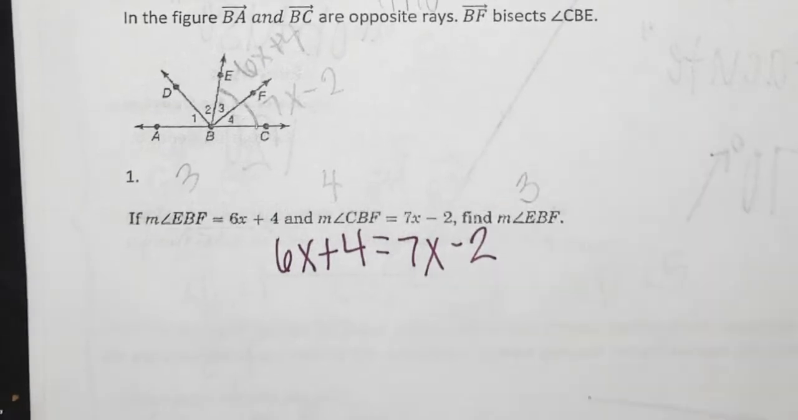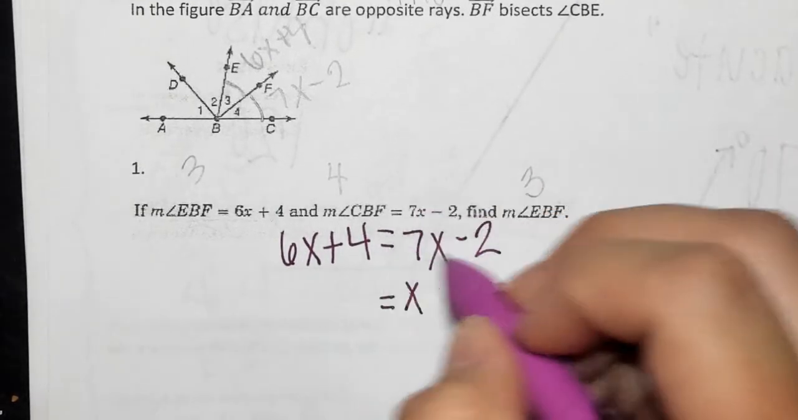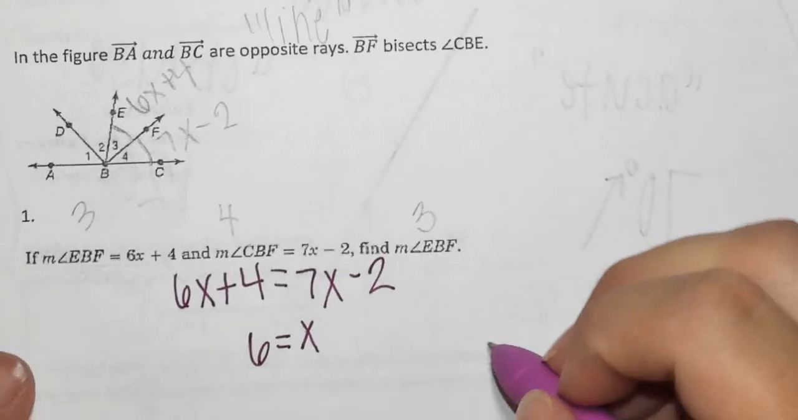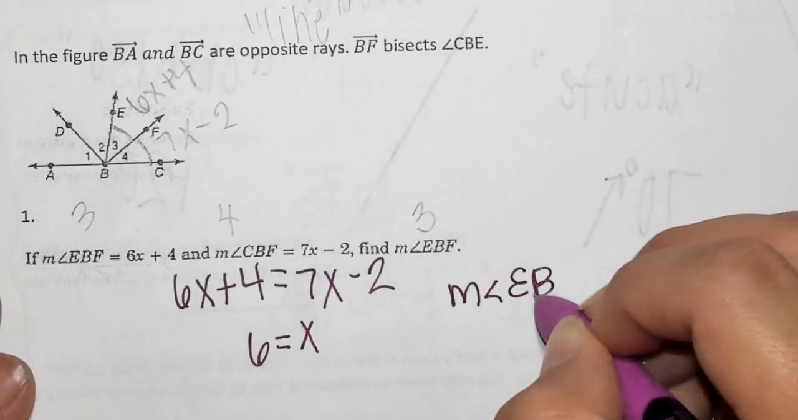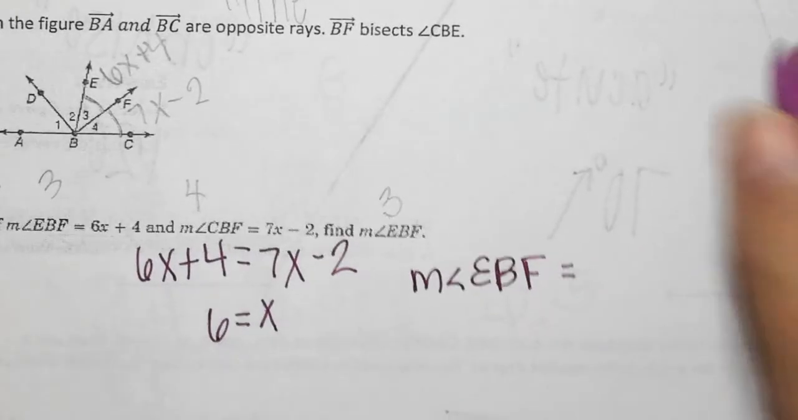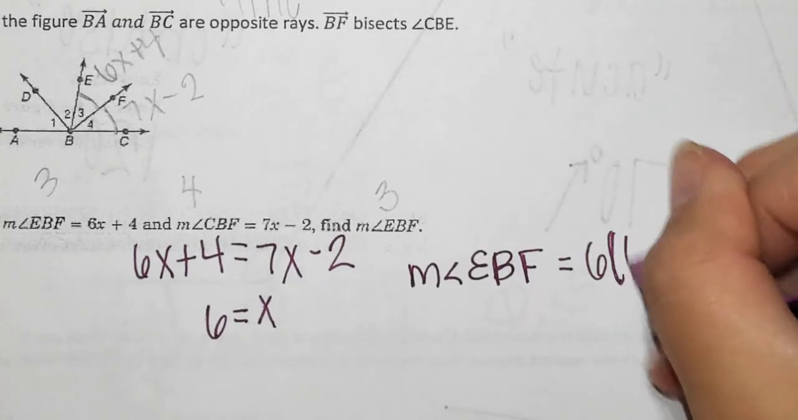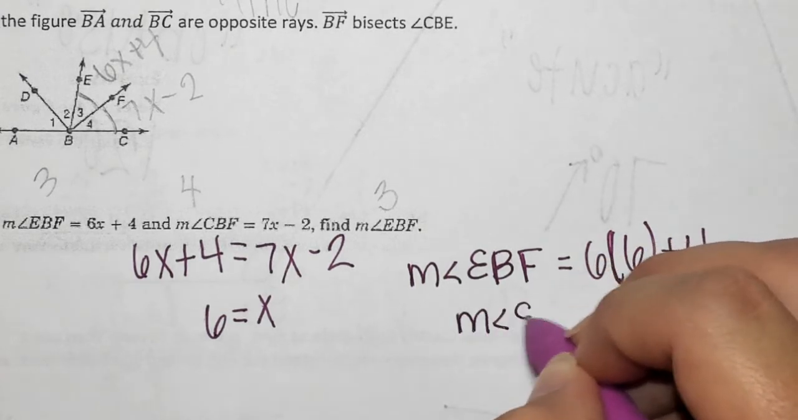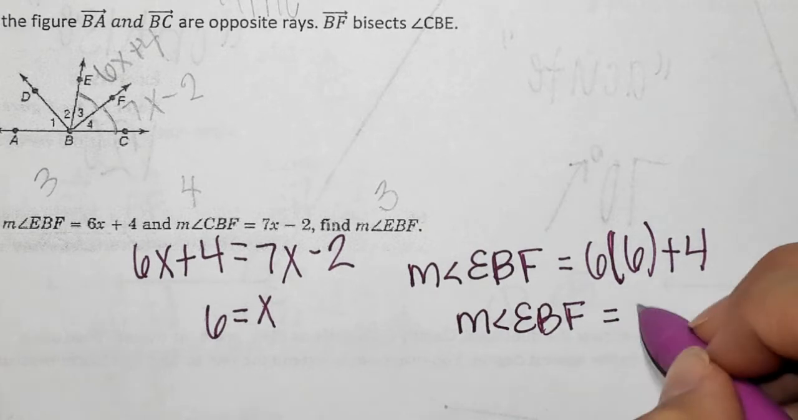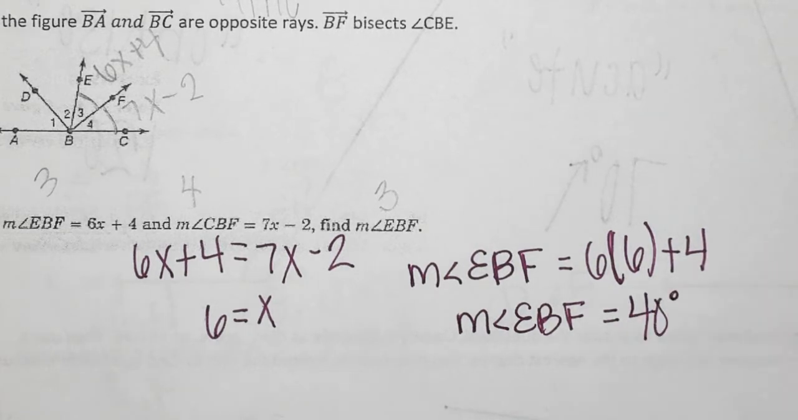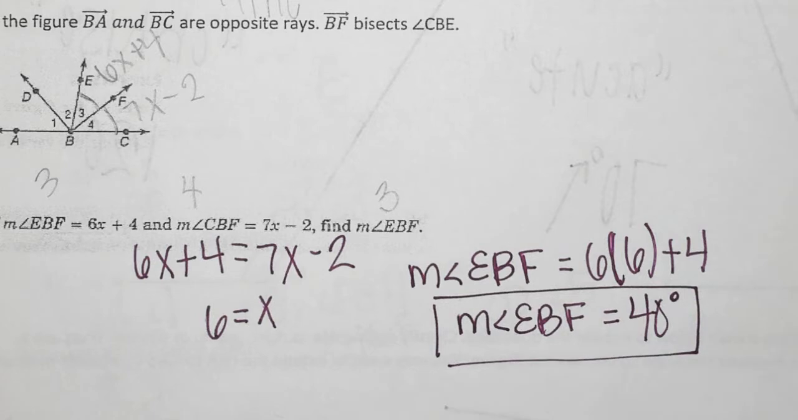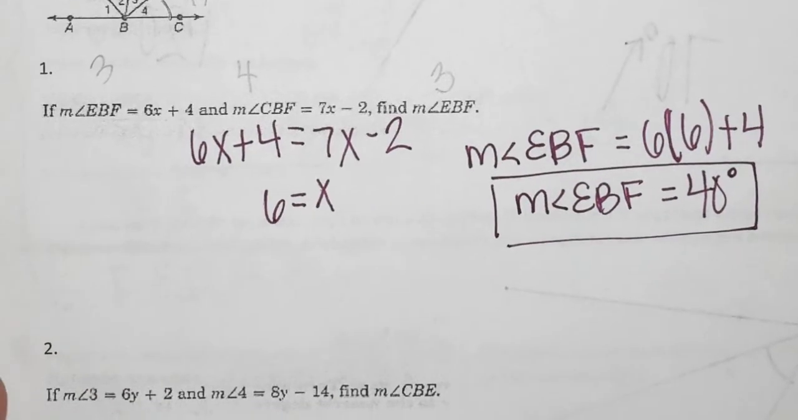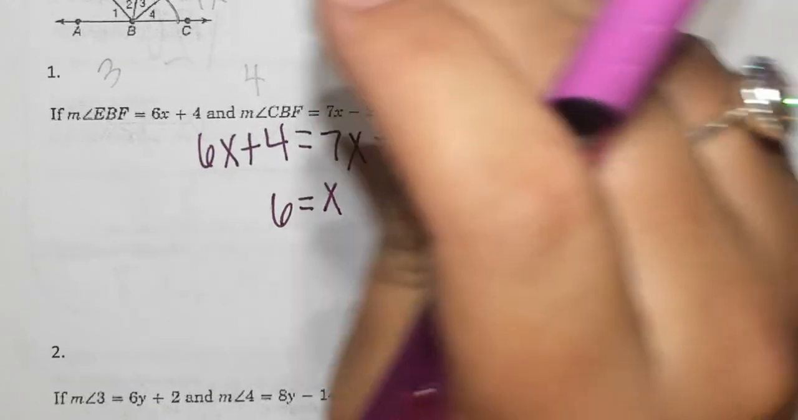So 7 minus 6. I got x is equal to, did I get 6? Okay, but we have to plug it back in. Find the measure of angle EBF. Well, it was 6x, but instead of writing x, I'm going to write 6 plus 4. So the measure of angle EBF is equal to 40 degrees. Okay? Not too bad, huh?